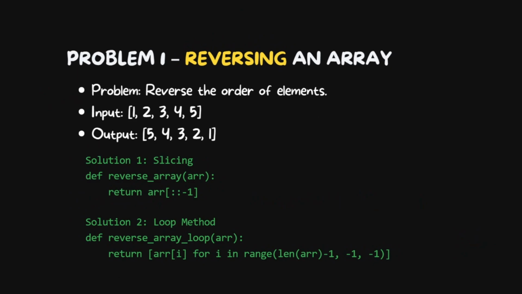In this approach, we iterate from the last index to the first and construct a new array by adding each element to it. While this method is slightly longer, it's a great way to understand how reversing works.